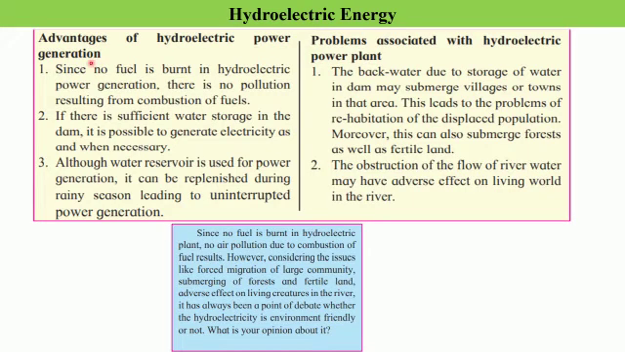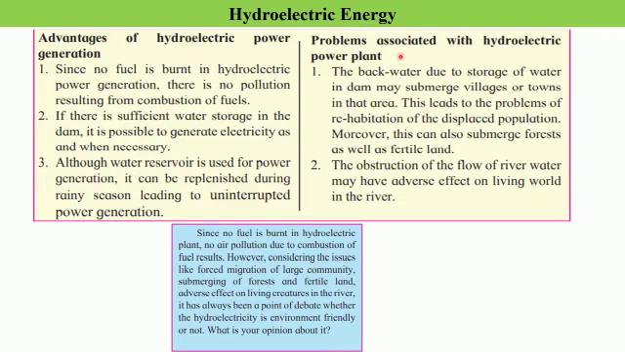Advantages of hydroelectric power generation. Since no fuel is burnt in a hydroelectric power station, there is no pollution resulting from combustion of fuels. This is the first and the most important advantage of hydroelectric power generation. If there is sufficient water storage in the dam, it is possible to generate electricity as and when necessary. Although the water reservoir is used for power generation, it can be replenished during the rainy season, leading to uninterrupted power generation. So these are the three advantages.